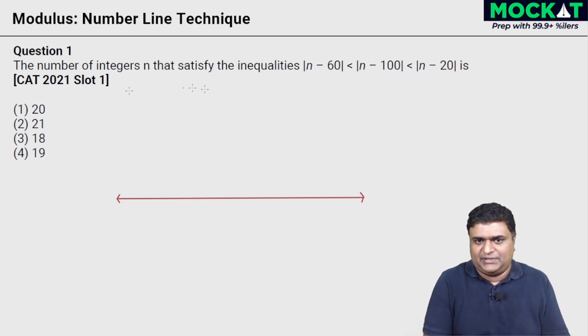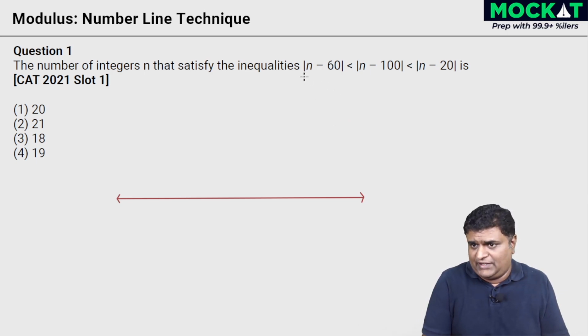Now what are the CAT questions? CAT 2021 slot 1. The number of integers n that satisfy the inequalities, modulus of n minus 60 less than another modulus, which in turn is less than another modulus. The earlier example we saw only 2. How do we look at this? There are 2 inequalities over here and that's it, right? So what are my 2 inequalities?